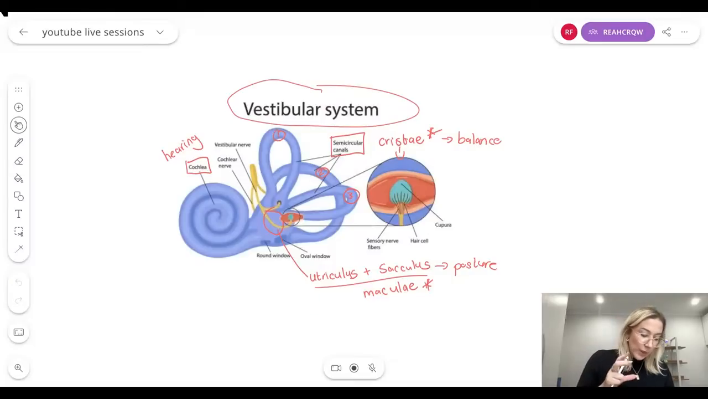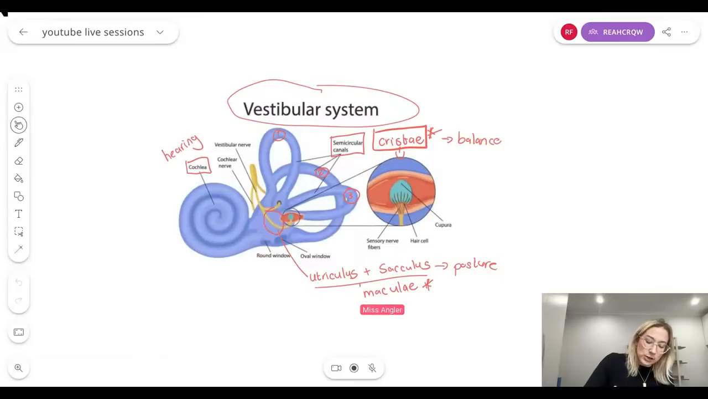Alrighty. So that is, in a nutshell, the ear and the major functions. So my top tip here is one, know the names of the receptors. You do not need to know all the names of the membranes and the fluids. That's number one. Number two, know what they do. One maintains balance, one maintains posture.